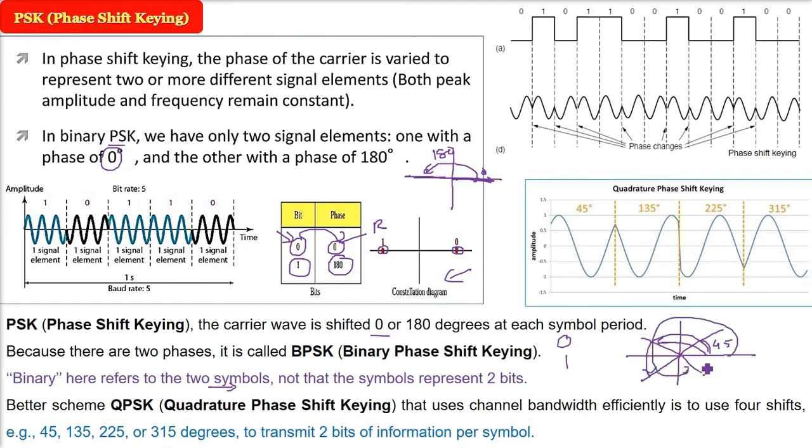Now this scheme is QPSK. We are using 4 different angles. One can be used for 0, 0, the second can be 0, 1, the third can be 1, 0, the fourth can be 1, 1. So QPSK is quadrature phase shift keying that uses the channel bandwidth efficiently to use 4 shifts, 4 angles: 45 degrees, 135 degrees, 225 degrees, 315 degrees, and here we are transmitting 2 bits of information per signal. Okay. Binary 2, quadrature 4. In binary we can send only 0, 1. In quadrature we can send 0, 0, 0, 1, 1, 0, 1, 1.